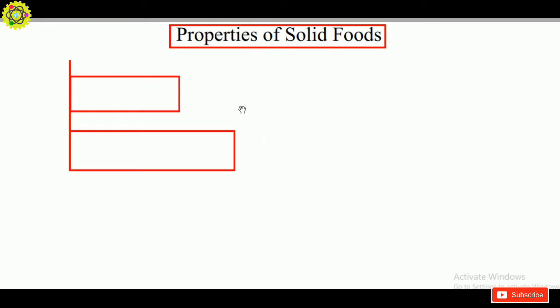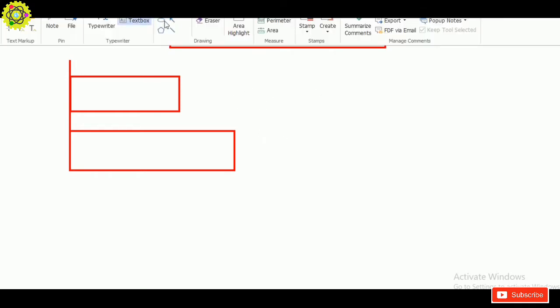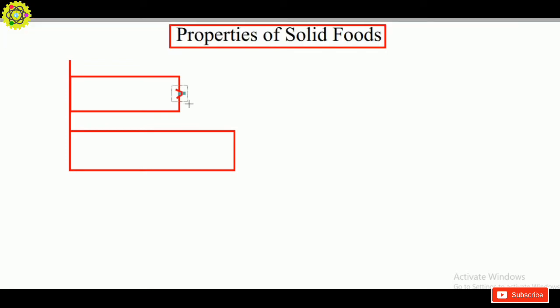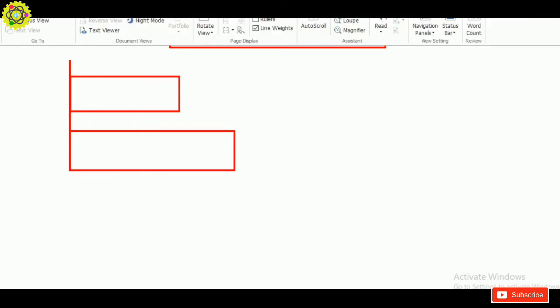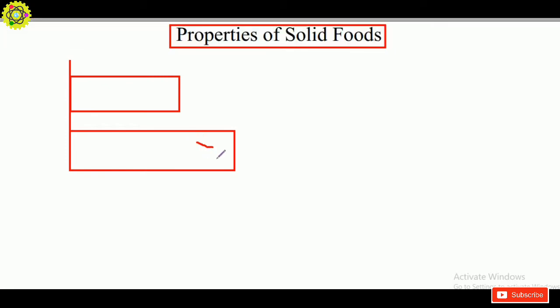And when we apply force in this direction and it gets elongated, and when we remove these forces, it remains in this elongated position. It remains in a deformed position. It is called a non-elastic substance.